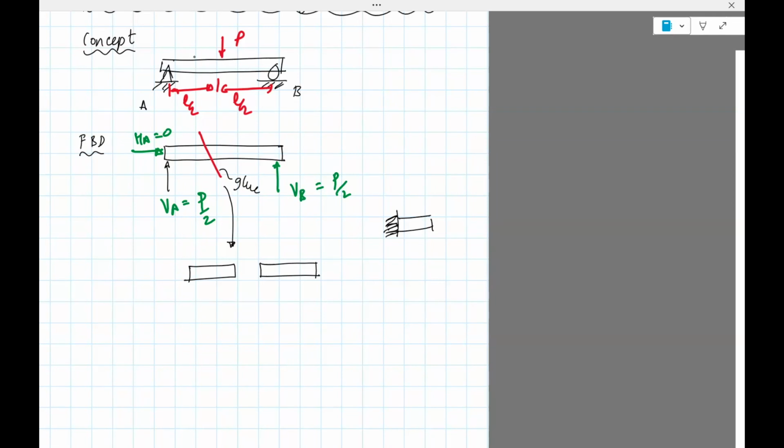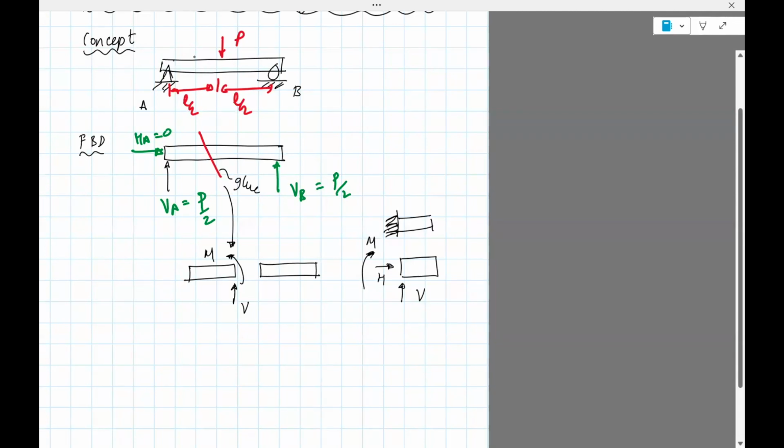There would be a force V, right? For a fixed support, we had a vertical force, a horizontal force, and a moment. So we'll have a vertical force, we'll have a horizontal force, but since the beam as a whole doesn't have any horizontal force, H would be 0. So we're left with only two forces, V and M.